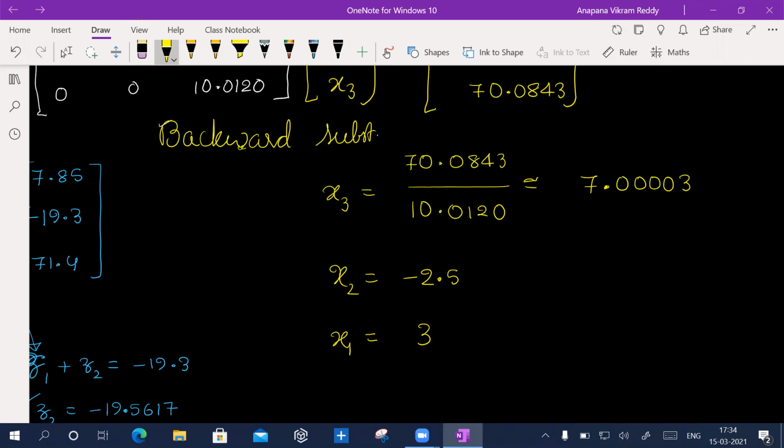Anyways, so finally your x is 3, negative 2.5, and 7.003. That's it. So this is the answer.